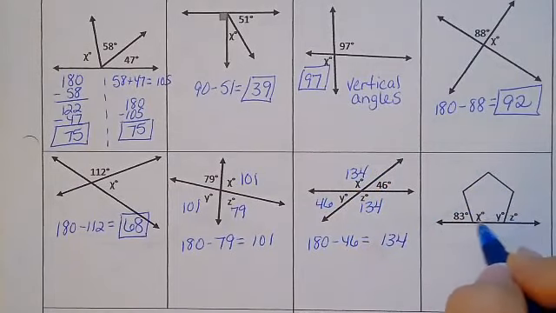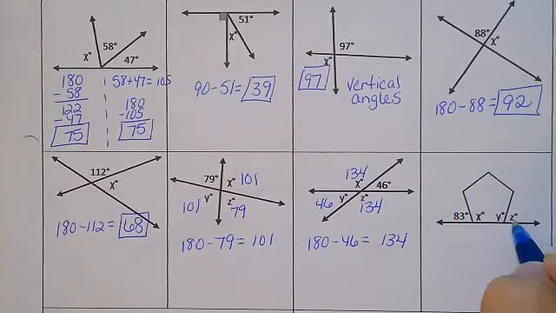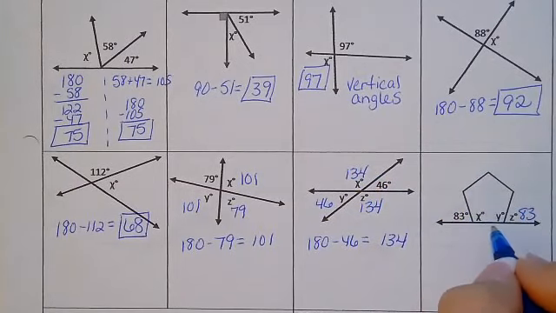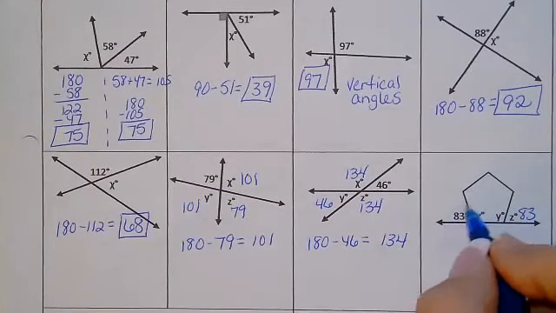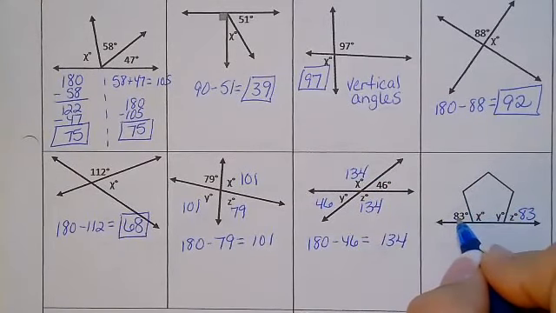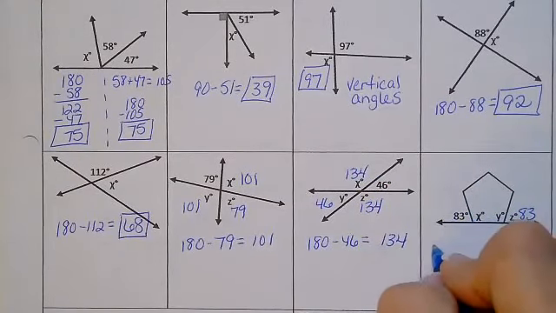Okay, all of these sides are equal. So that means that these two angles are also congruent. So if this one is 83 degrees, then this one is 83 degrees. Okay, now together these make 180. So if I subtract 83, I'll know the missing amount.